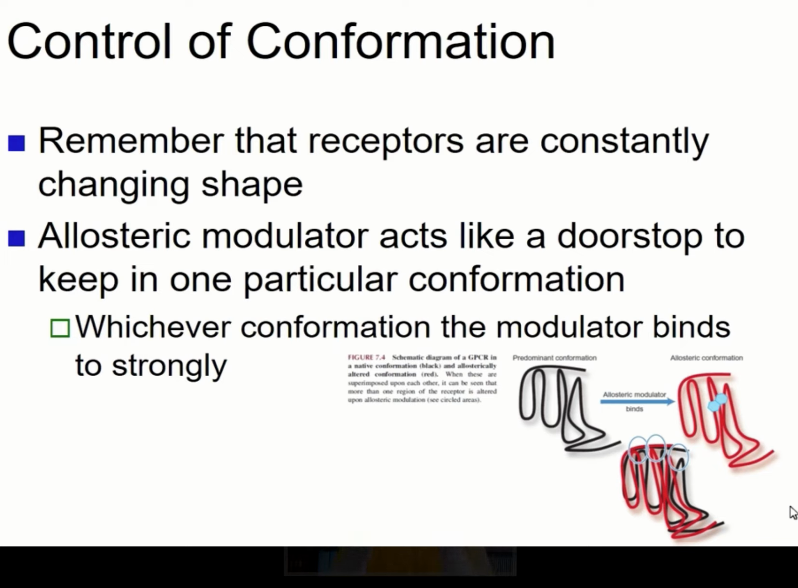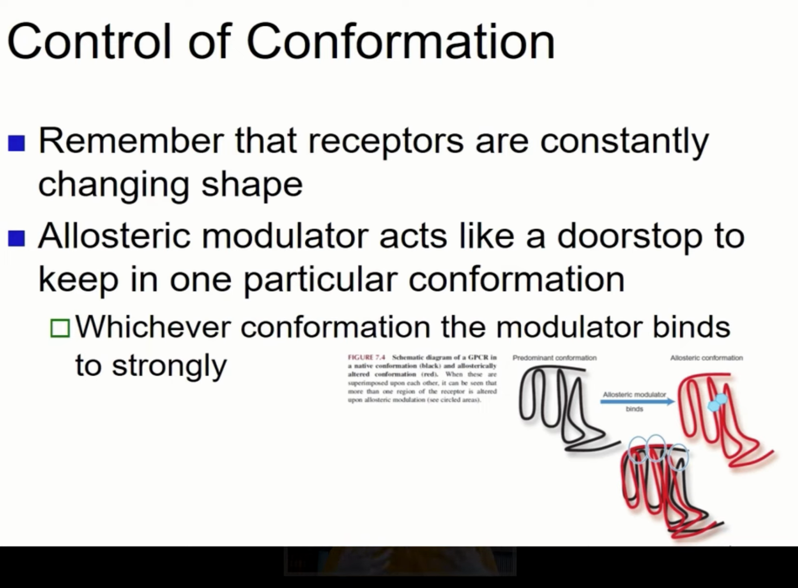If we come up with a molecule that prefers to bind an allosteric drug that binds to conformation B, every time a receptor switches from A to B, it's going to be stuck in B. And over time, the receptors are going to shift from mostly in conformation A to mostly in conformation B. It's going to act like a doorstop and prevent it from switching back to conformation A.